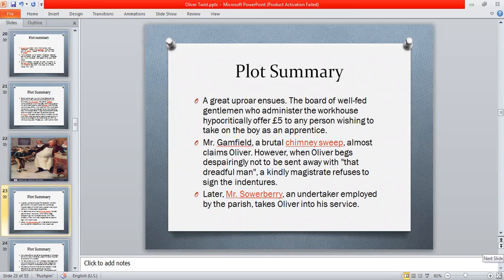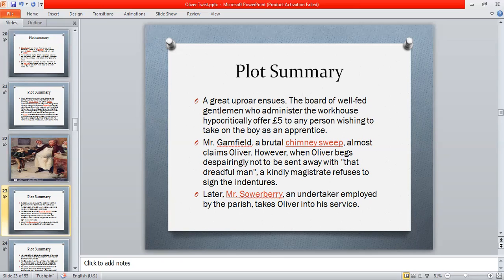The board of well-fed, rich gentlemen who administer, or run, the workhouse hypocritically offer five pounds to any person wishing to take the boy as an apprentice. Why? In order to prevent any possible rebellion among the remaining children. Mr. Gamfield, a brutal, cruel chimney sweep, comes to demand that Oliver can come to work with him as a chimney sweeper.